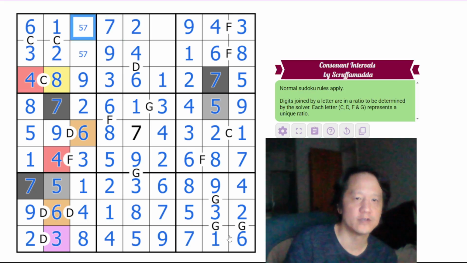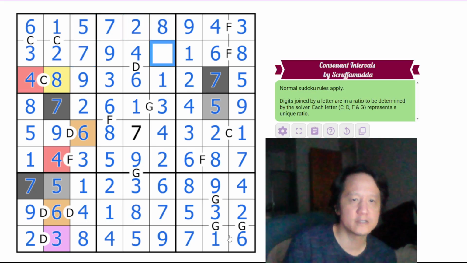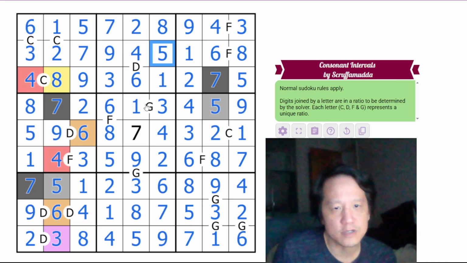7 eliminates 7 here, so it's 5 and 7. That makes this an 8, and this a 5. And that's the solution. Pretty straightforward.